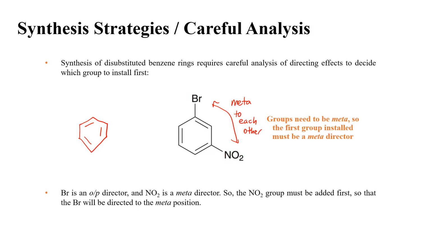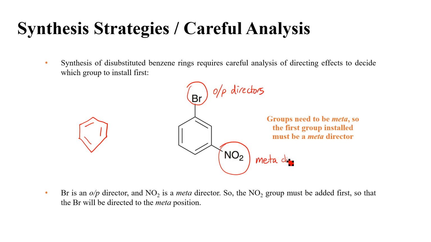But in which order am I going to add these? Now, notice that both of these groups are not meta directors, right? This is a meta director, but a Br is not. Remember, halogens are ortho para directors, while NO2 is a meta director. So which one makes sense to add first? Well, if I need to install a group meta, doesn't it make sense to install a meta directing group first? I would think that makes the most sense, right?